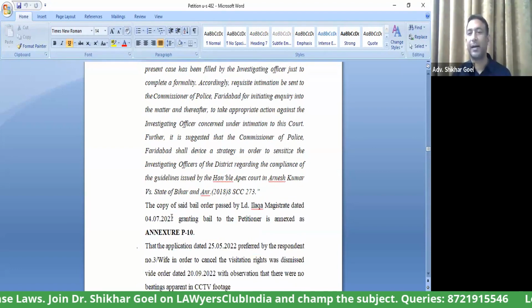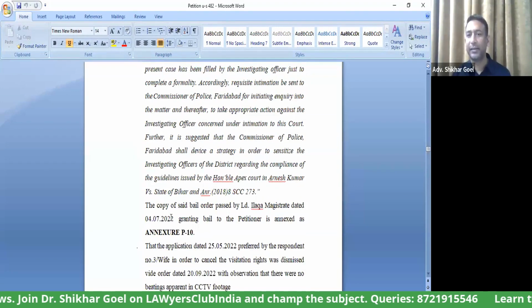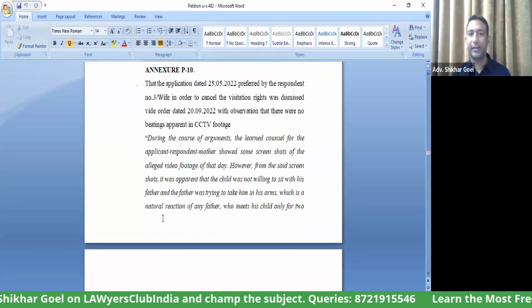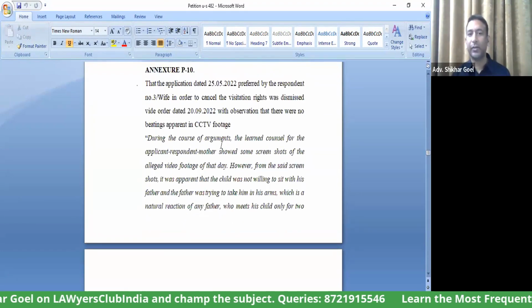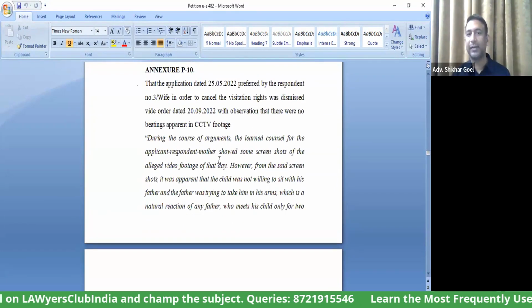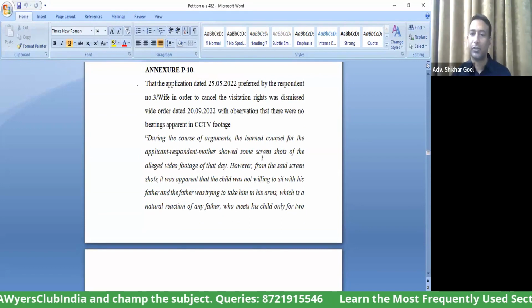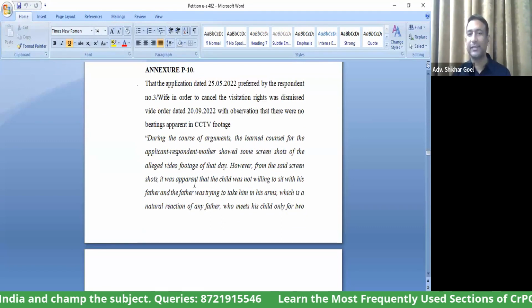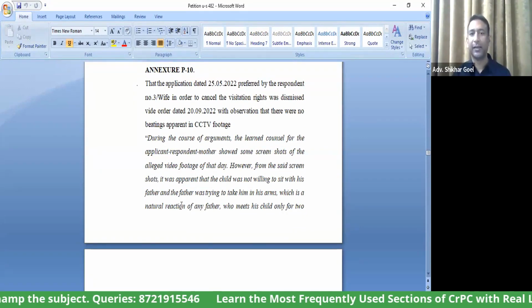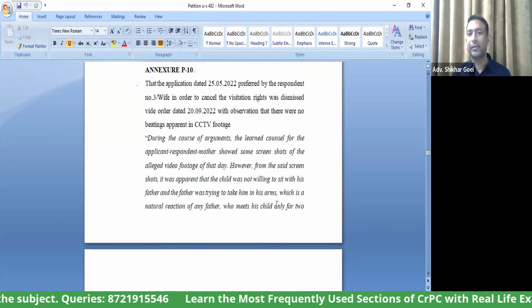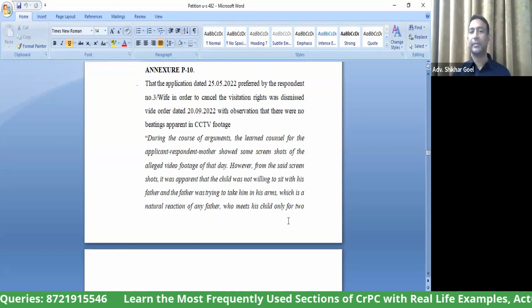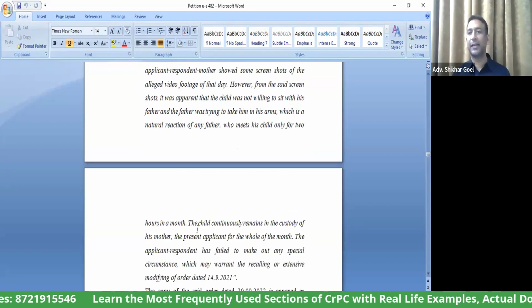Look, it's a mala fide instituted case. Second argument is, this is the family court's order. During the course of arguments, the learned counsel for the applicant respondent mother showed some screenshots of the alleged video footage of that day. However, from the said screenshot, it was apparent that the child was not willing to sit with his father, and the father was trying to take him in his arms, which is a natural reaction of any father who meets his child only for 2 hours in a month.